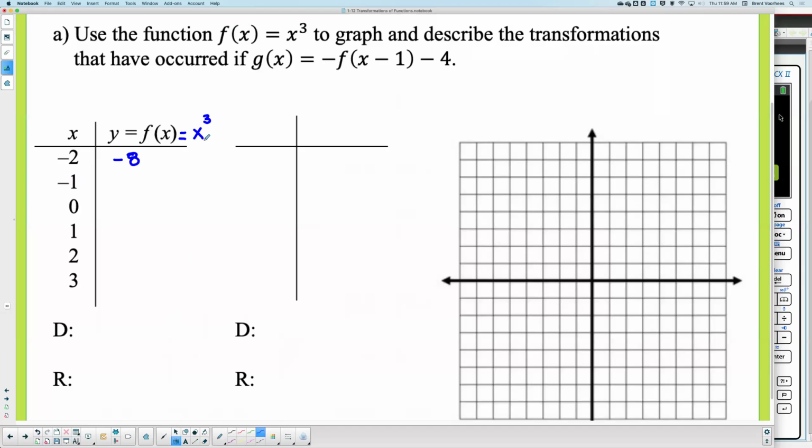Okay, what is negative 1 cubed? 0 cubed? 1 cubed? 2 cubed? And 3 cubed. That's not 9. 3 times 3 is 9 times another 3. 27. There you go. It's 27.